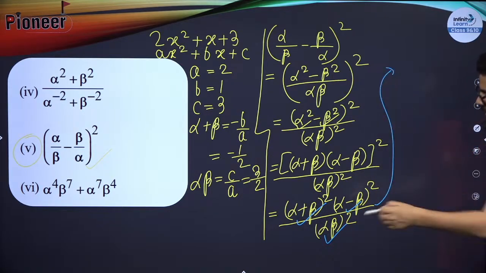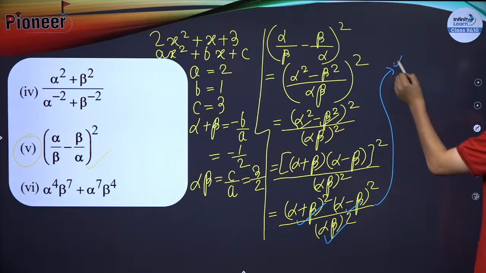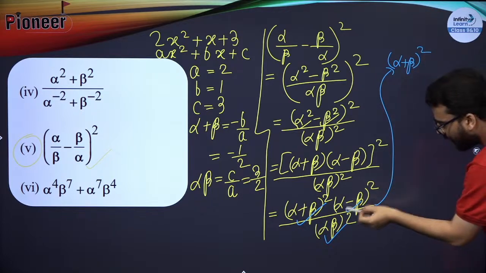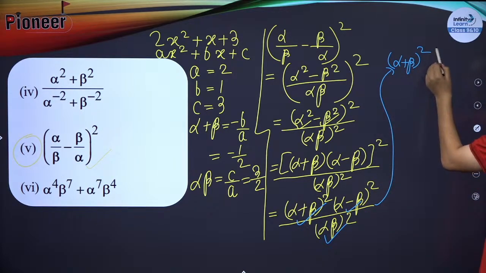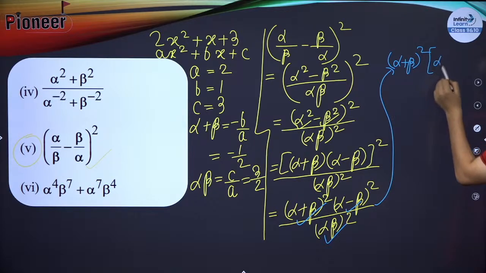Maybe I am not visible, but the question will be visible to you. So this is alpha plus beta the whole square over here. Alpha minus beta the whole square. I had explained that, can I write it like this? Alpha plus beta the whole square minus 4 alpha beta.